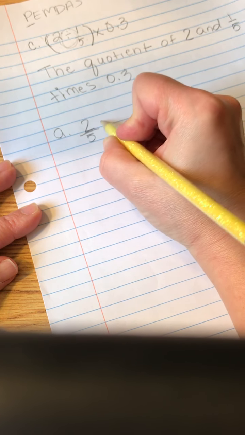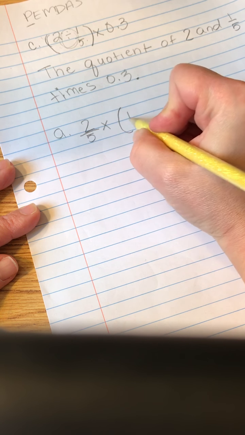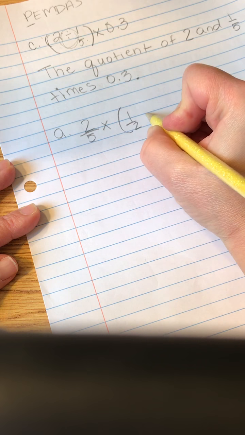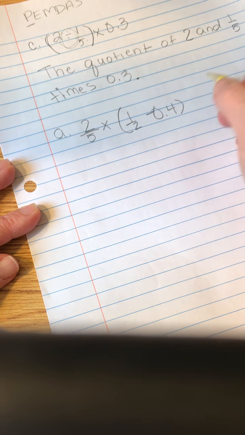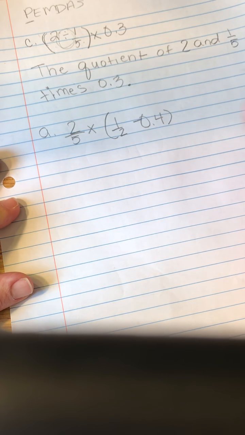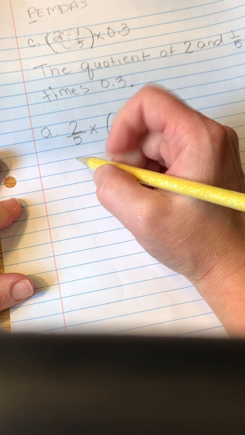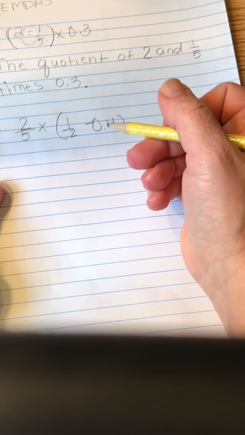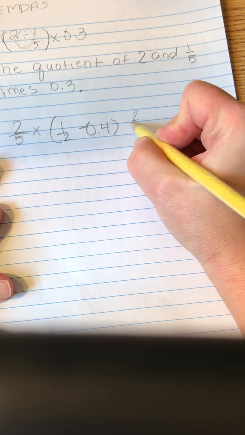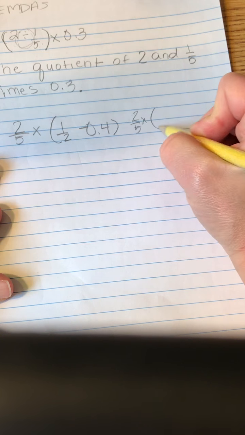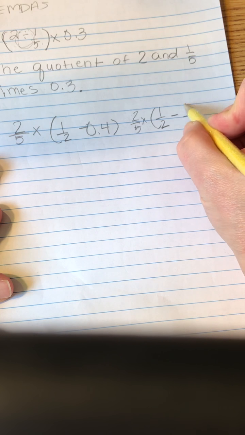Here I have 2/5 times 1/2 minus 4/10, or the difference of 1/2 and 4/10. So now I get a chance to practice all the skills that I've learned in this unit, which is a great review for the upcoming end of module assessment. So first things first, I'm going to rewrite this: 2/5 of 1/2 take away 4/10.